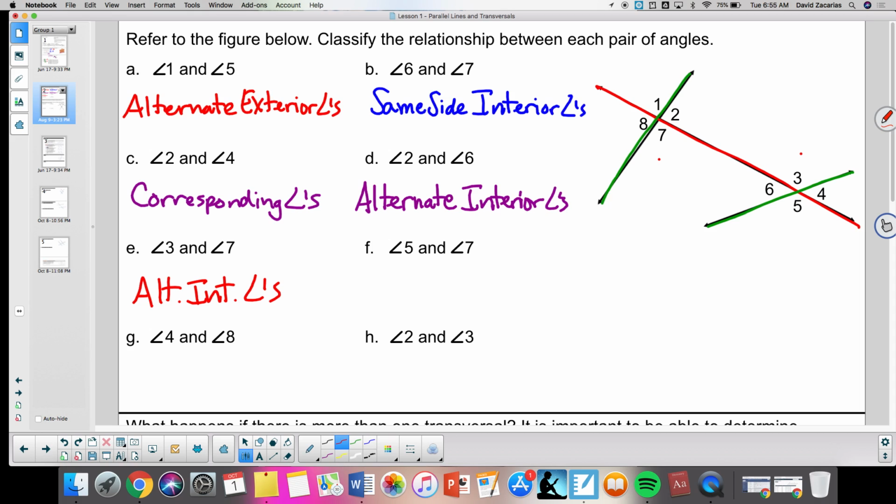angles. 5 and 7. So let's switch that up. Let's go to 5 and 7. Angle 5, angle 7. Those are on the same side as the transversal, but one's interior, one's exterior. So that's what we call corresponding.